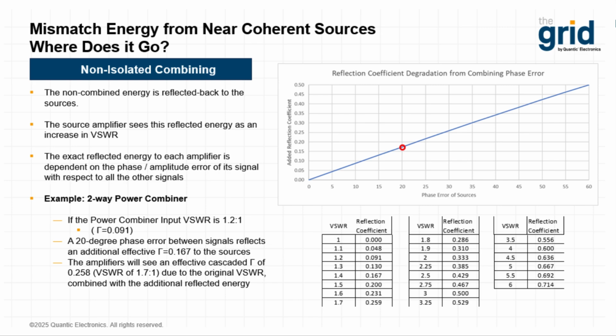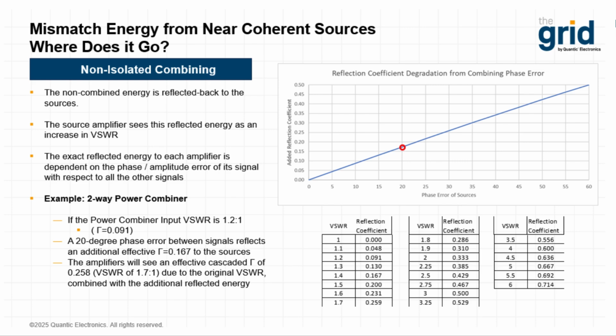So what happens with near-coherent sources for non-isolated combining is that any of that differential energy, and this is that half-angle sine squared energy, if you look at that actual power and it gets reflected back to your source, how much additional VSWR does that cause? Well, if you look at the reflection coefficient of the signal based on that power being reflected back, you can estimate what the change in VSWR is going to be.